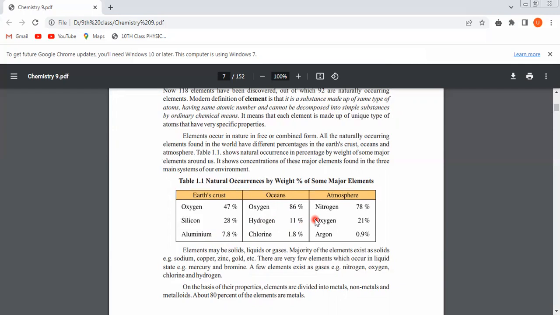Elements may be solid, liquid, or gaseous. The majority of the elements exist as solids, for example, sodium, copper, zinc, gold, etc. There are very few elements which occur in the liquid state, for example, mercury and bromine. A few elements exist as gases, for example, nitrogen, oxygen, chlorine, and hydrogen. On the basis of their properties, elements are divided into metals, non-metals, and metalloids. About 80% of the elements are metals.